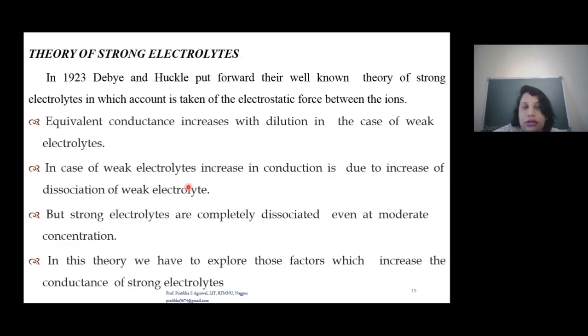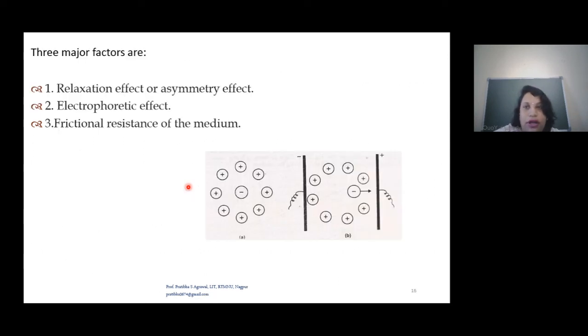Now, this is the Ostwald theory given for weak electrolytes. Now, the theory of strong electrolytes. A number of theories have been put forward by different workers to explain the high conductance of strong electrolytes. In 1923, Debye-Hückel put forward the theory for strong electrolytes, and he considered that strong electrolytes are completely dissociated even at moderate concentration. There are three major factors on which this theory is based: relaxation effect, electrophoretic effect, and the frictional resistance of the medium. Relaxation effect. What is this relaxation effect?